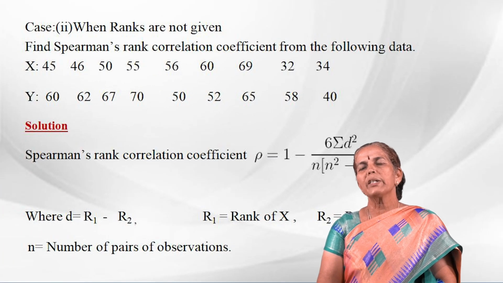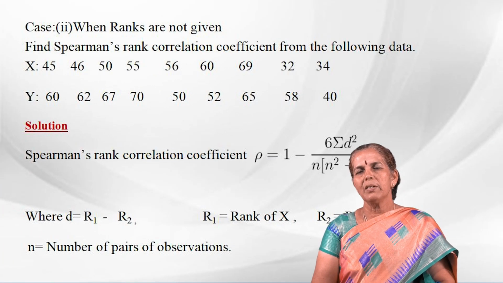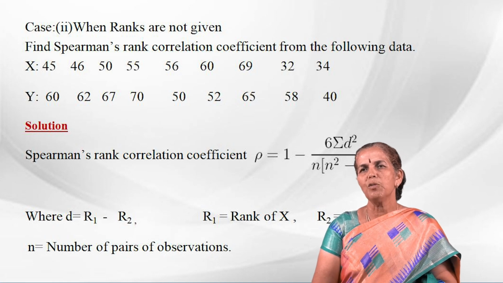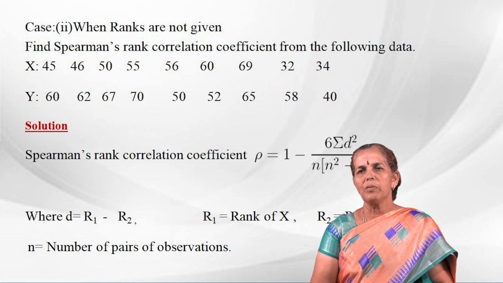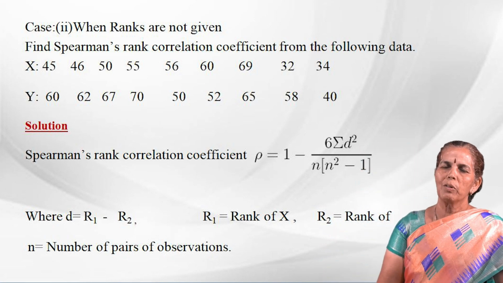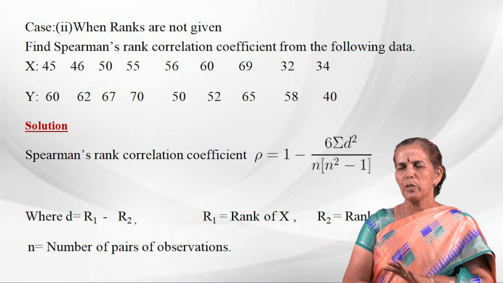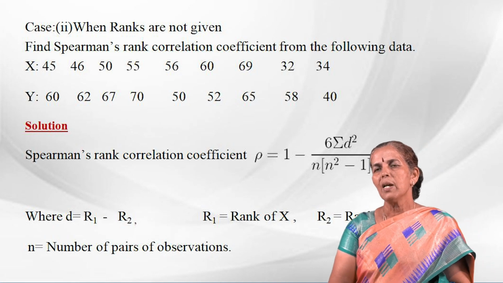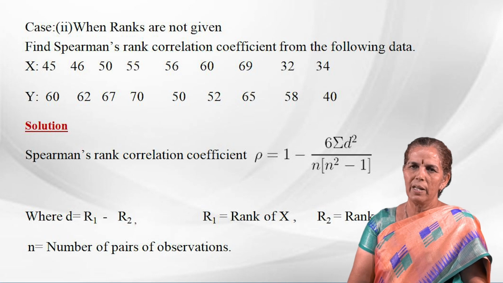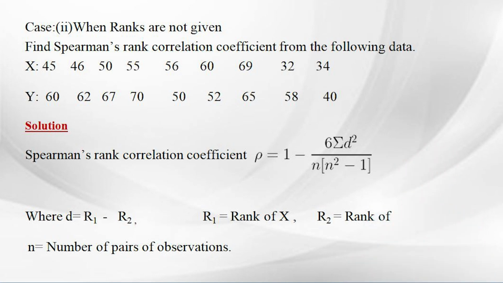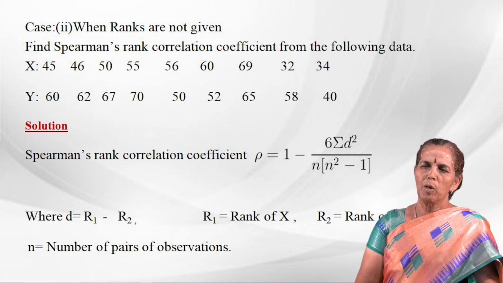When the ranks are not given, unlike the previous problem where ranks are given in the problem itself, here the actual values are given. First of all we have to assign the ranks for these actual values, after that follow the usual procedure. The Spearman rank correlation coefficient formula is 1 minus 6 into summation d squared divided by n into n squared minus 1, where d equals r1 minus r2. R1 represents the rank of X, R2 represents the rank of Y, and n represents the number of pairs of observations.